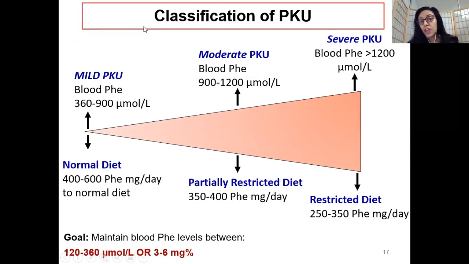Now guys, this is the rough classification of PKU. Please be mindful that the optimum blood level for your phenylalanine is between 3 to 6 mg%, which is 120 to 360 micromole per liter. Just like how I taught you HbA1c less than 6.5% with diabetes, similarly here your blood phenylalanine level should be between 3 to 6 mg%. If it is more than that, yes, PKU is a concern. High blood phenylalanine level is a concern, and now you know why.